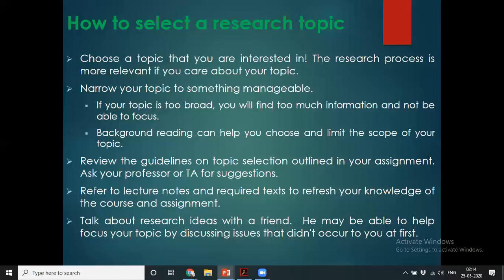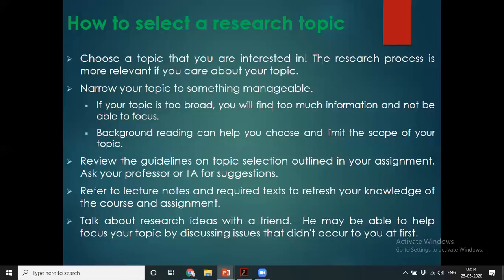Next is to review the guideline on the topic selection outline in your assignment and ask your professors or your teaching assistants for suggestions. Suppose you have an area of interest in a particular topic; within that area of interest a lot of subtopics would be there, and you can discuss them with your supervisor. So these are the things.